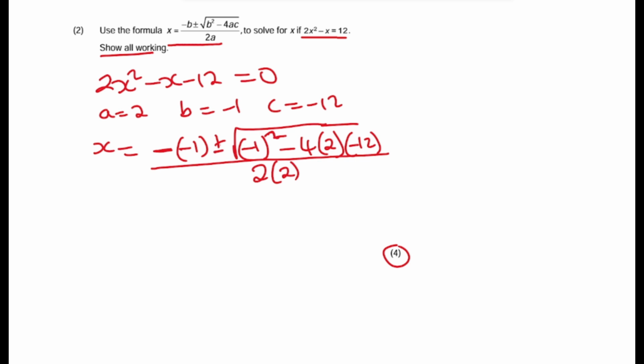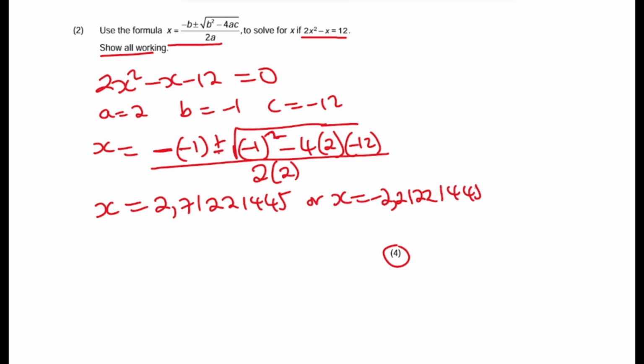You can start by putting plus, get your answer, then go back, remove plus and put minus, then you get your answer. So x is equal to 2.71221445 before rounding off, or x is equal to negative 2.21221445. And then we have x is equal to 2.71 to 2 decimal places, or x is equal to negative 2.21. These are the values of x.